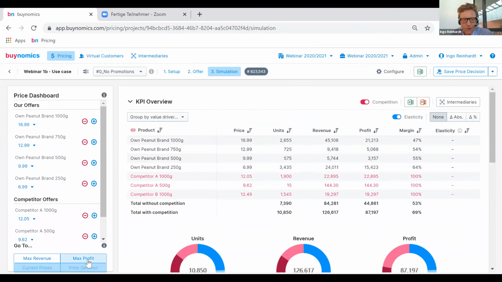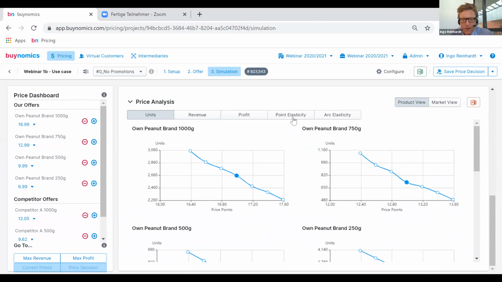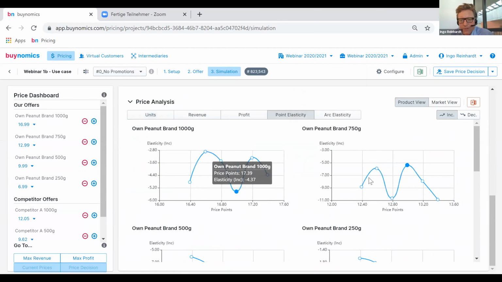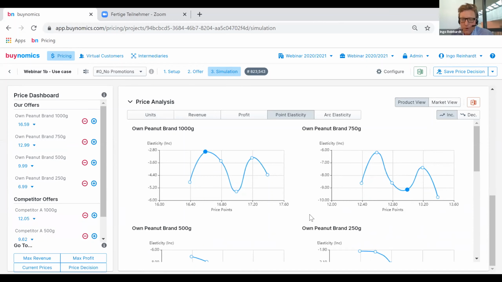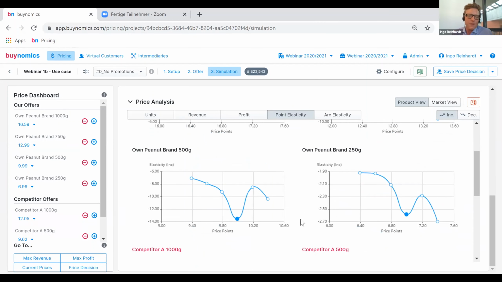You can also look at where the profit optimum is. We have elasticities for all of these products. And you see here how elasticities change because of the intense interactions with lots of different products. If, for example, you change a price here, you see that the curve for another product changes massively. This allows you to have a full view on how the market reacts to price or product changes.